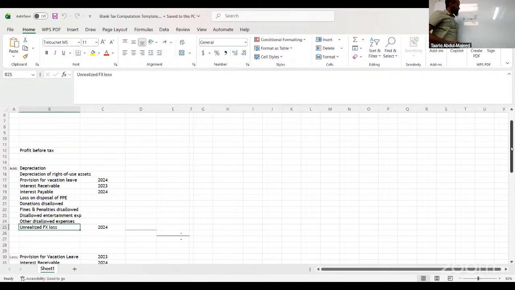So these are the add backs. Now, depreciation and right of use, same thing. Provision for vacation, that's an expense, isn't it? So you make a provision, a payroll provision, also an expense for the current year again, right? So again, the current year expense, just like how depreciation is not allowed, the current year provision for vacation is not allowed as well. That's all. And this is another expense, right? Current year, 2024. Cool? That's an expense, that's all.